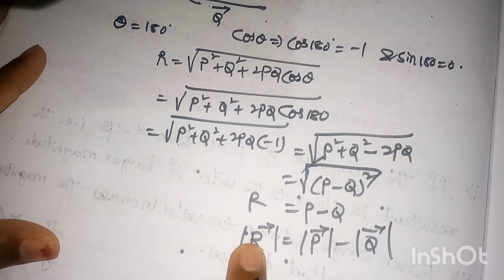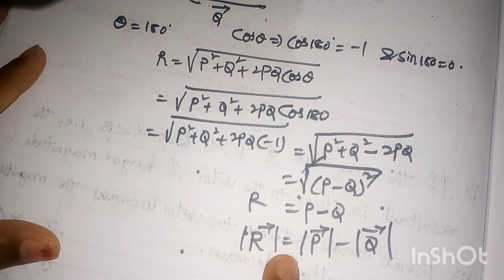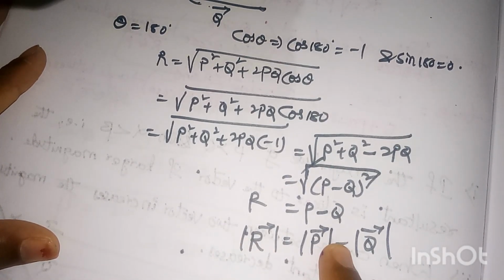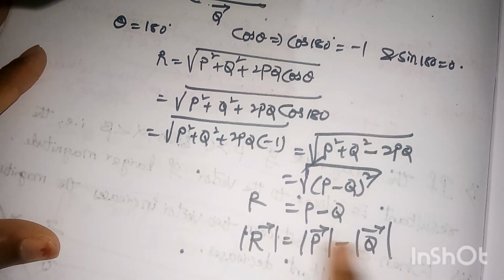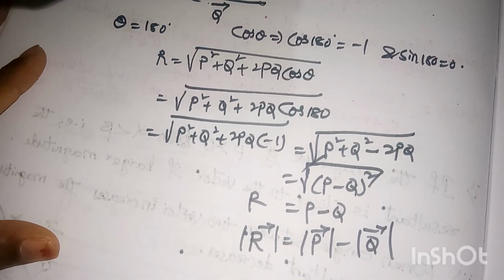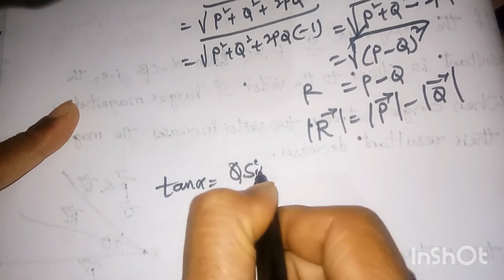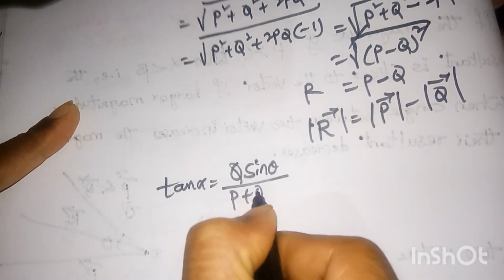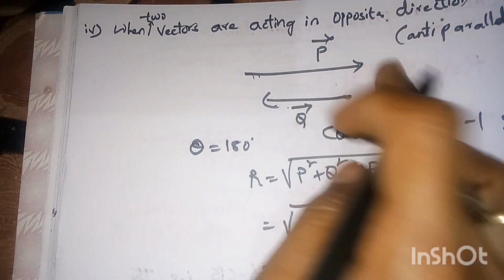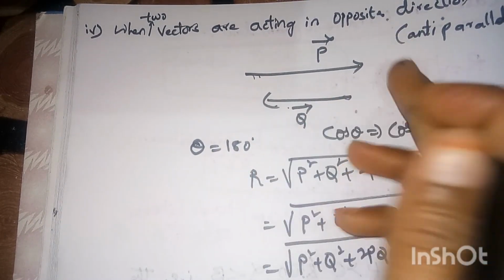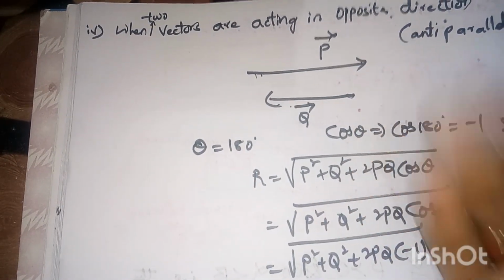So the magnitude of the resultant will be equal to the difference of the magnitudes of the two vectors. Now we are going to find the direction of the resultant. So tan alpha is equal to q sin theta by p plus q cos theta. Why am I taking tan alpha? Because one vector is moving in the positive x-axis and the other in the negative x-axis, but they are moving along the x direction only.